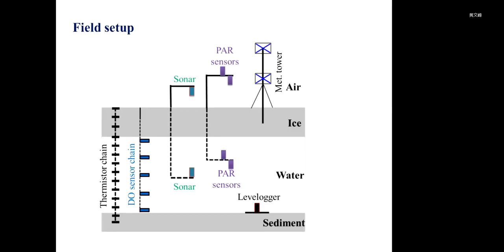In the sites, we used a thermistor chain to observe the air, ice, water, and sedimentary temperature profiles. And we used DO sensors to monitor the dissolved oxygen concentration in the water column. And we used TriOS sensors to observe the incident, reflected, and transmitted solar radiation, mainly in the PAR band. We also established an automatic meteorological tower to monitor the weather conditions.